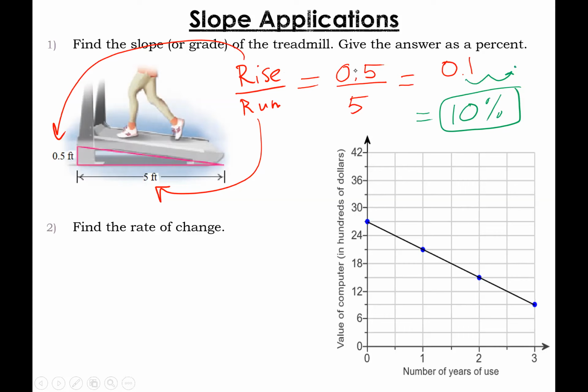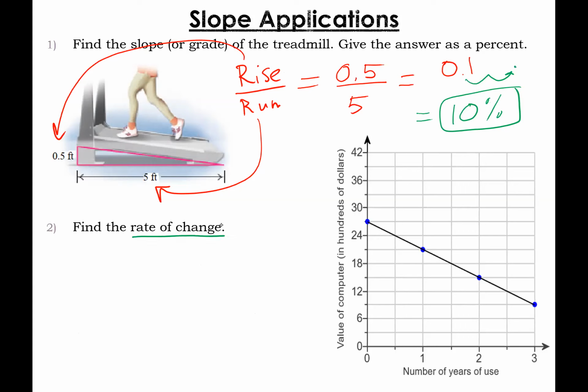So we divided rise over run, we got a decimal, and we changed it to a percent. So we would say this treadmill has a grade or a slope of 10%. That's a little different from the graphs we saw. Okay, and then our second example has to do with rate of change, which is really what slope is. Okay, slope is rate of change.